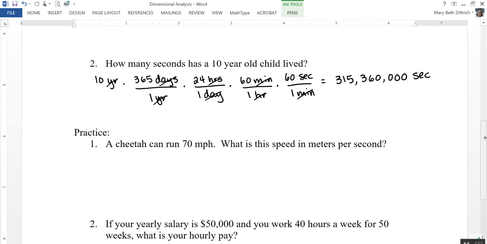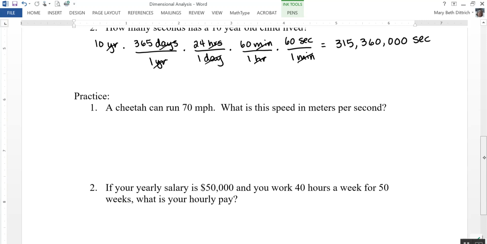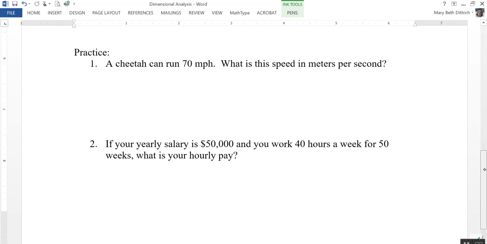So here's a couple practice problems I'd like you to try on your own. So go ahead and stop the video and try these in your math journal. Okay, the first one says, a cheetah can run 70 miles per hour. What is the speed in meters per second? So this one's a little bit trickier because, so let's do 70 miles in 1 hour, because I actually have to convert miles to meters.